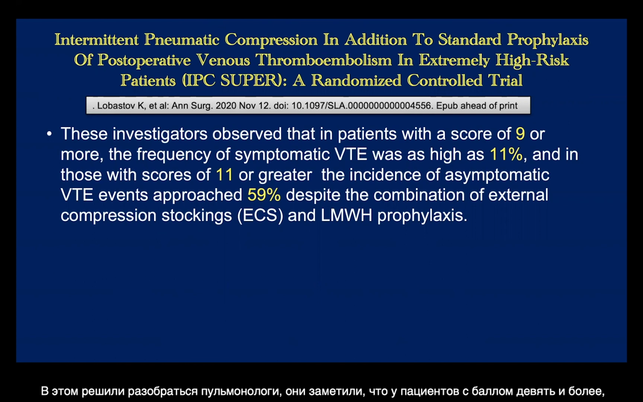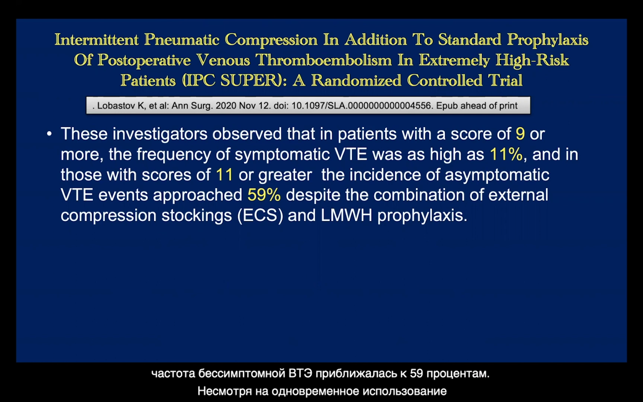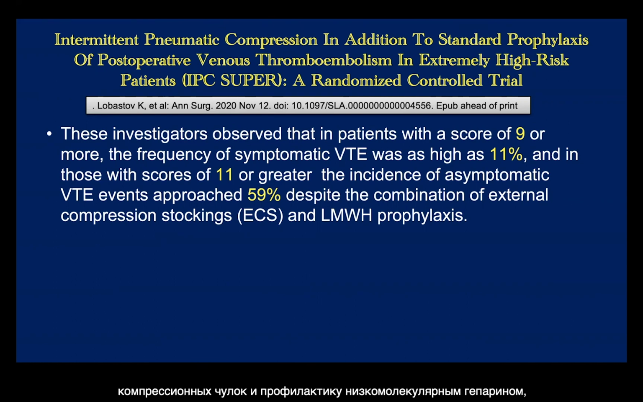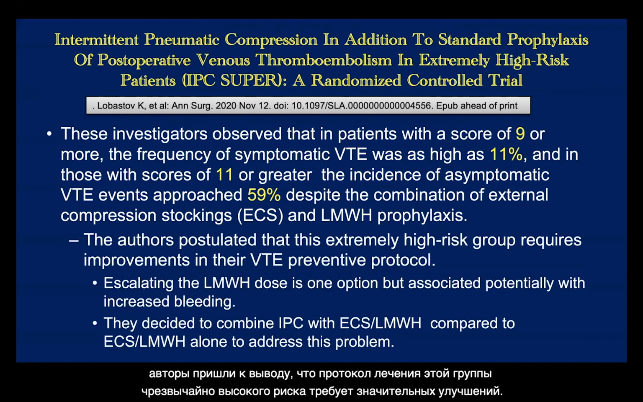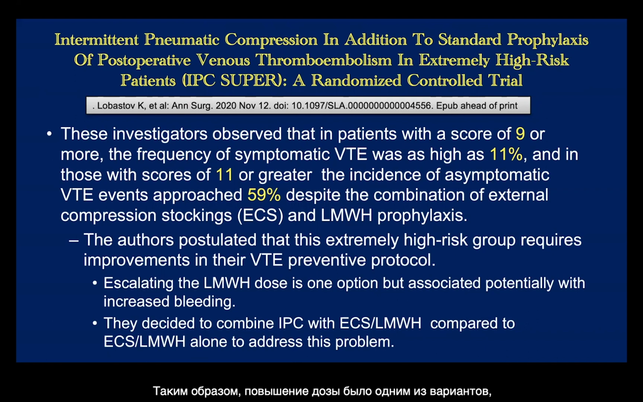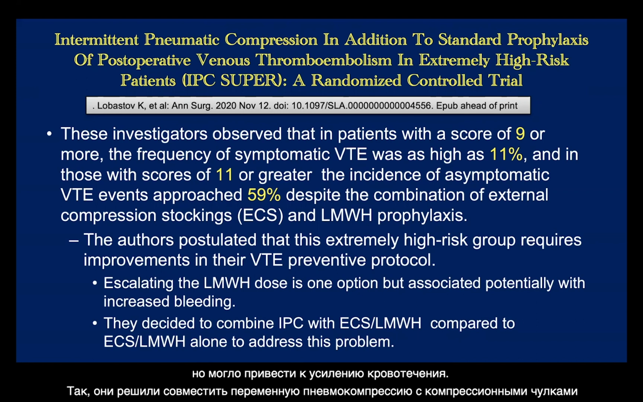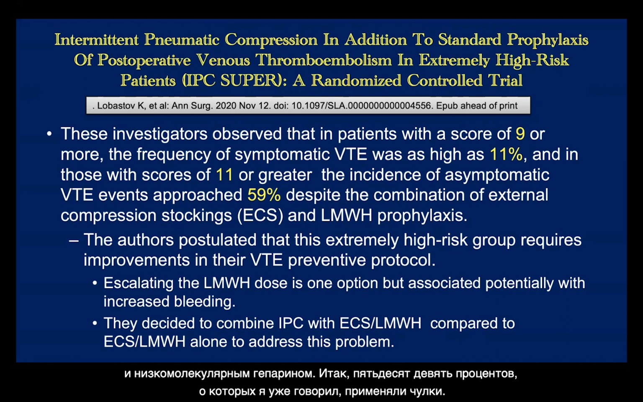And he noted that in patients with a score of 9 or more, the frequency of symptomatic VTE events was as high as 11%. And in those with a score of 11 or greater, the incidence of asymptomatic VTE approached 59%, despite the combination of external compression stockings and low molecular weight heparin prophylaxis. The authors postulated that this extremely high-risk group requires improvements in their protocol. So escalating the dose was one option, but could lead to increased bleeding. But they decided to combine IPC with low molecular weight heparin.